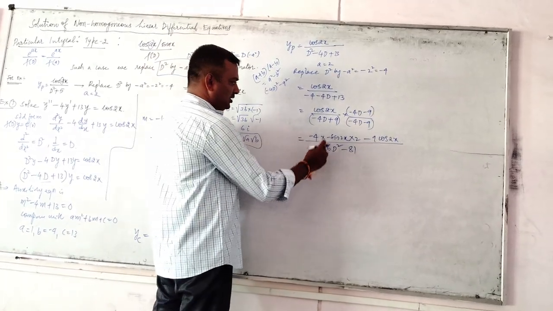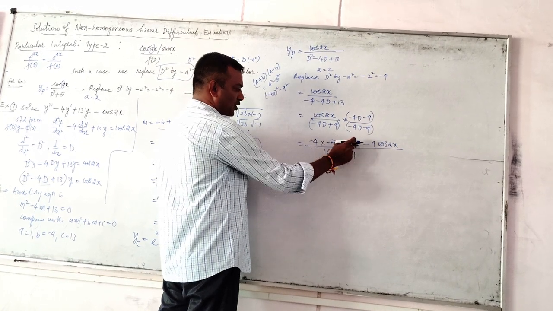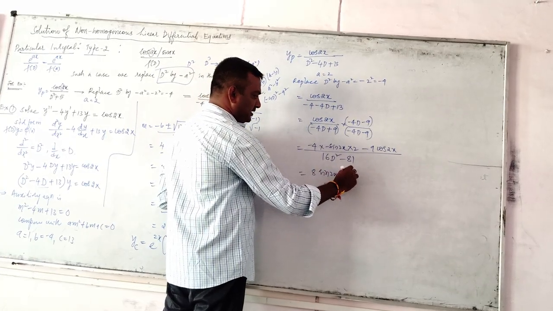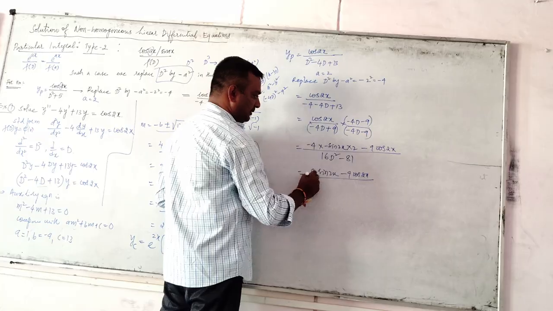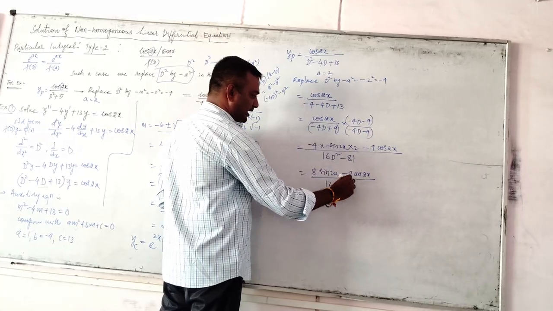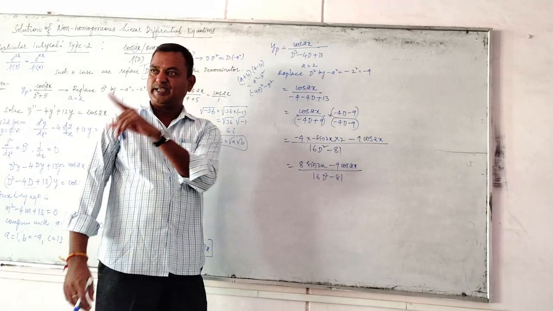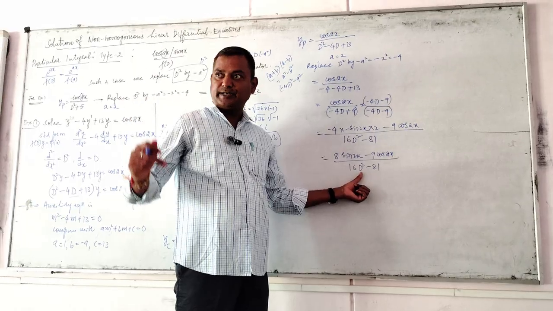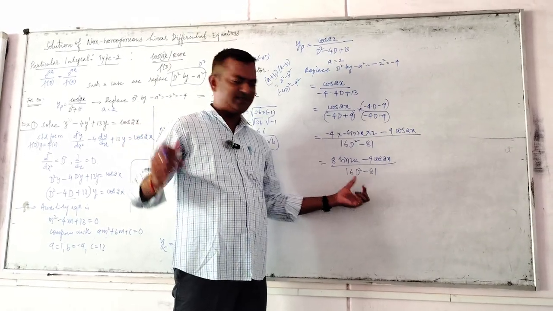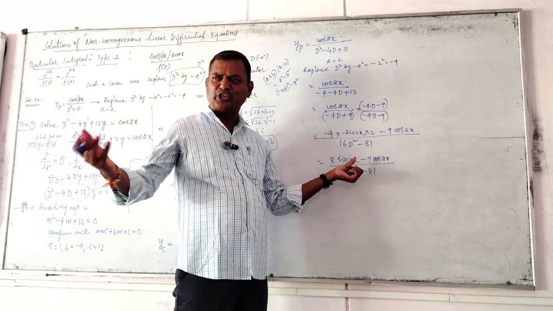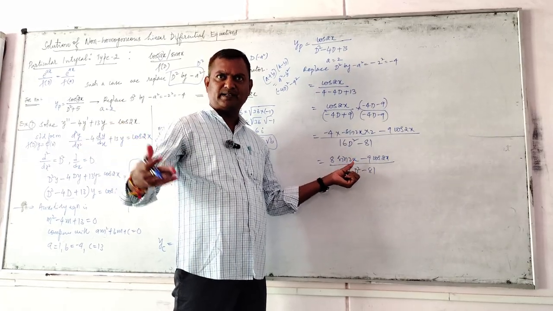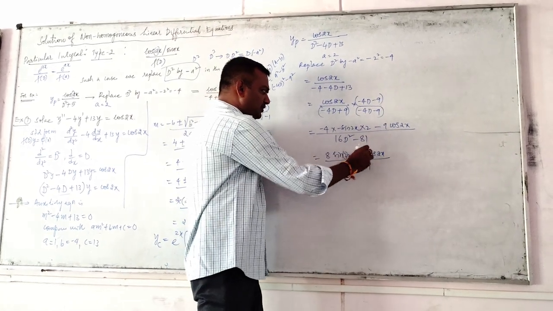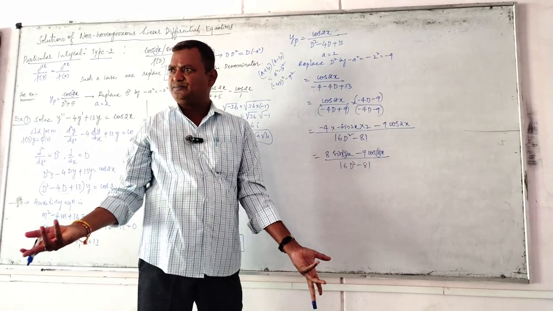Fine. Which is equal to minus minus plus, 4 2s are 8. 8 sin 2x minus 9 cos 2x divided by 16d square minus 81. Look, still d appears in the denominator. What is the type 2 example? Type 2 example is numerator is trigonometric, either sine or cosine. In both cases, the value of a is 2 only.